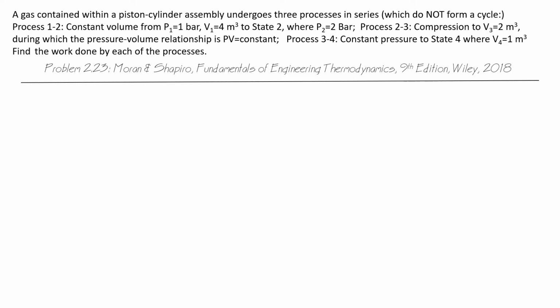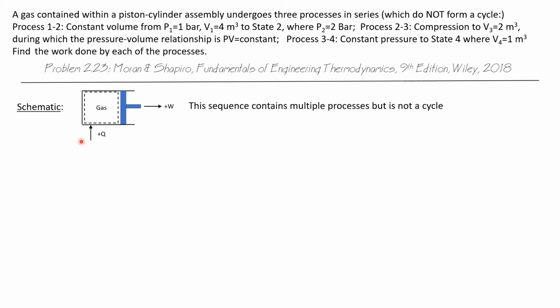Process 2-3 is a compression process ending at V3 equals 2 cubic meters, during which the pressure volume relationship is PV equals constant. So that is our polytropic process with n equals 1, since PV to the n power equals constant. Process 3-4 is a constant pressure process to state 4, where V4 is 1 cubic meter. We want to find the work done by each of these processes.